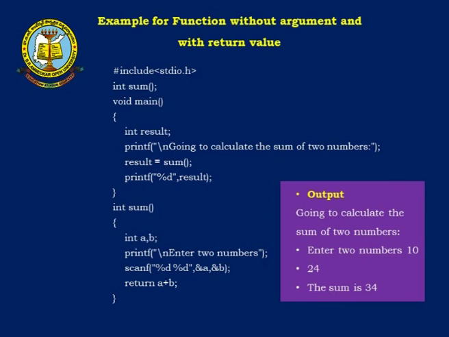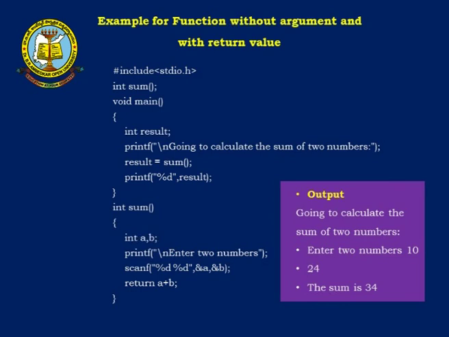And within the function here, we need to write the main logic. What is the main logic you want to implement in that program? So, here in this example, our main intention is to find the sum of two numbers. So, what are the inputs we need? We must declare here, for example, a comma b. In this example, I am taking the variable names as a and b. So, int a comma b.